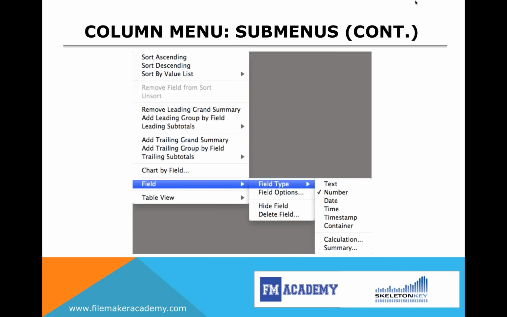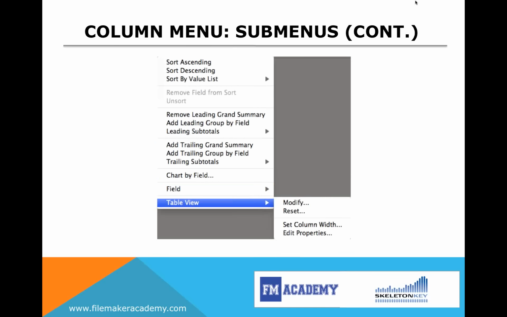You can see here is the reorganization of the field submenu with the field types, the field options, the ability for you to interact with these things that previously were up in the menu proper themselves. And then finally, the table view. We can modify the table view. We can reset the table view. We can set the column width. These are things we've had before, but then edit properties. That's that new command that lets us bring up the table properties themselves.